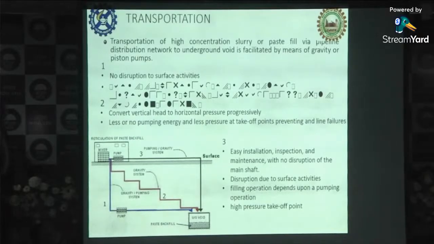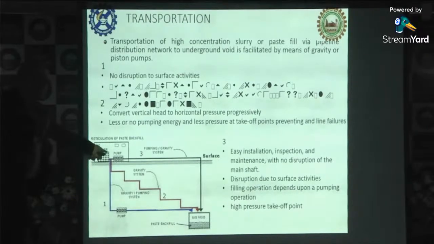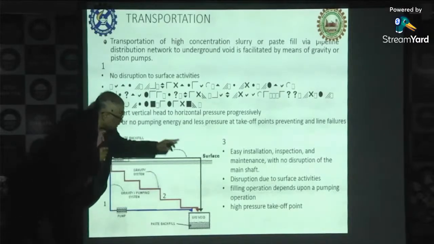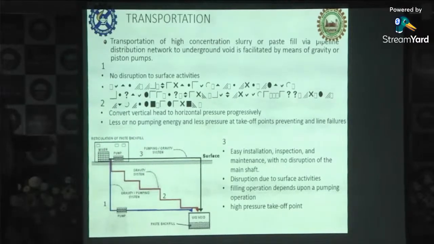Then the second configuration uses both horizontal and vertical gravity, like pressure. And the third has easy installation, inspection, and maintenance with no disruption of the main shaft. Disruption due to surface activities will be there, and if something happens to the pump, the whole system will be stopped, because the filling operation mainly depends upon the pumping. Then there is high pressure at this point, because there is a vertical head, therefore high pressure is developed at the bottom of the pipeline.